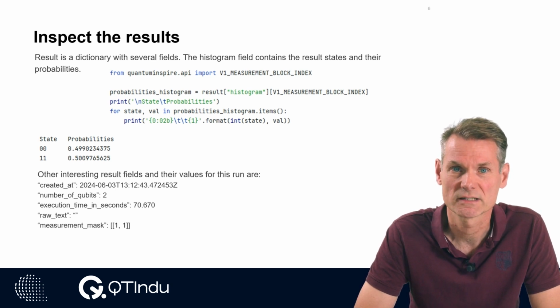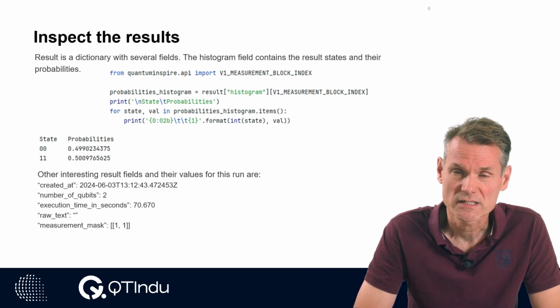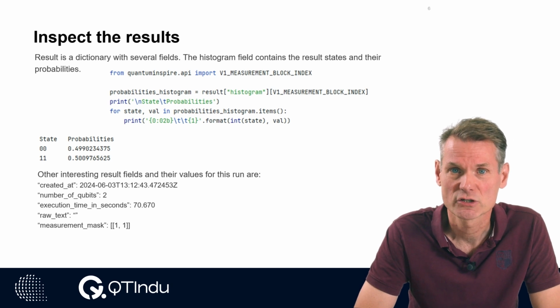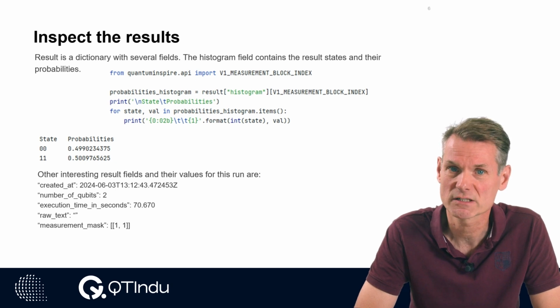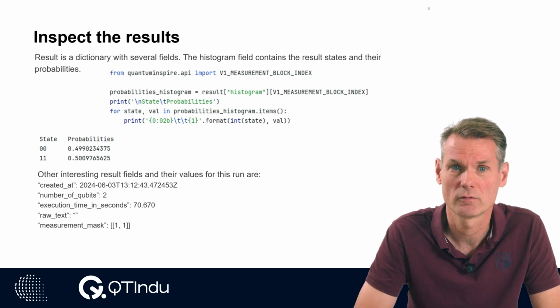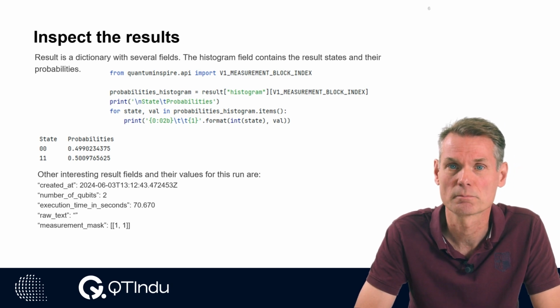The field raw text is named a bit odd because it contains the error text when an error is detected, otherwise it is empty. The field measurement mask contains a value for each qubit in the algorithm, a 1 for each measured qubit, otherwise 0. The leftmost value of the measurement mask is for qubit 0. Earlier we saw for histogram states it is the other way around.